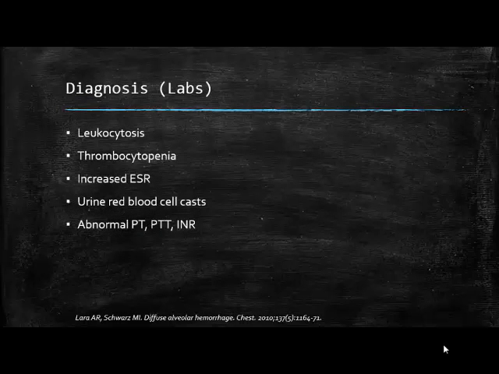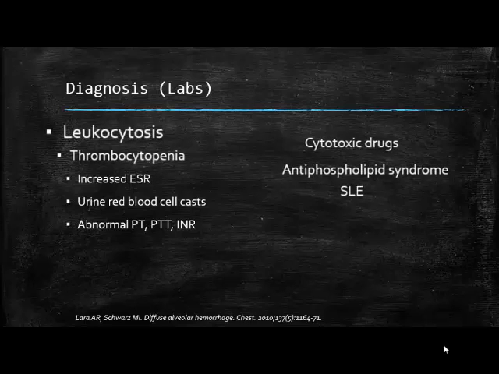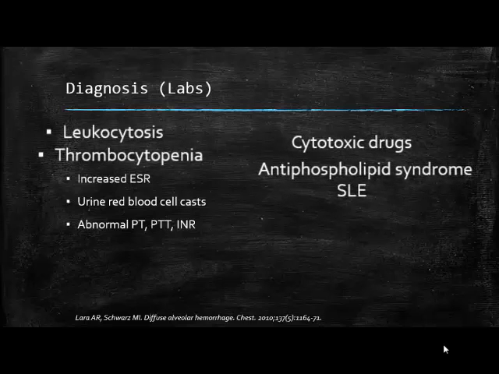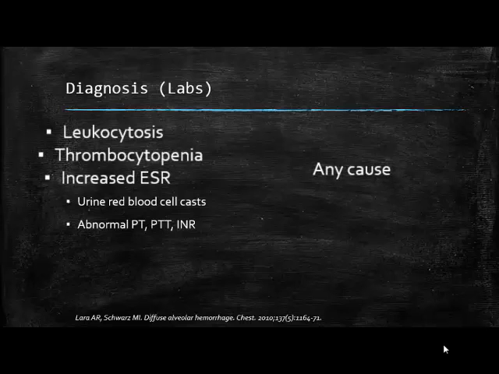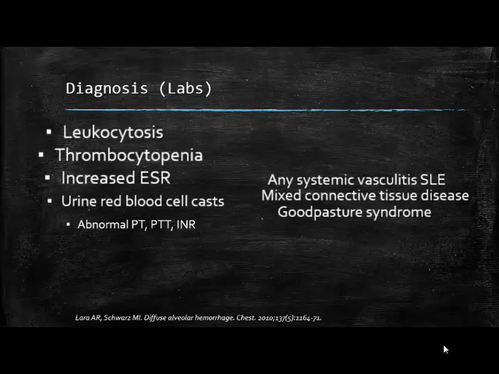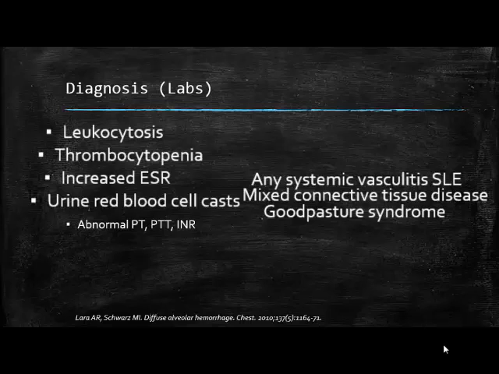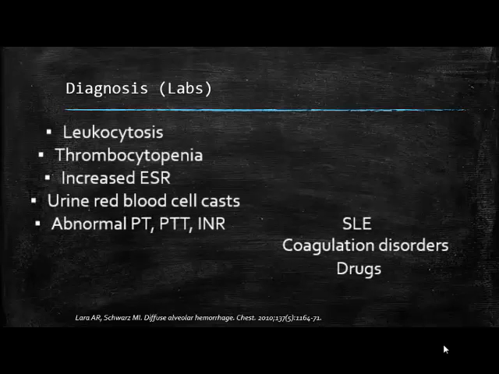How about labs? Once you get those labs, what does leukocytosis mean? It doesn't mean anything. It could be secondary to any cause. On the other hand, with thrombocytopenia, you need to start thinking about cytotoxic drugs, antiphospholipid syndrome, lupus. Increased sed rate could be secondary to any cause too. If you have urine red blood cell casts, you need to start thinking about pulmonary renal syndromes, any systemic vasculitis, lupus, mixed connective tissue disease, Goodpasture syndrome. Abnormal coags, you need to think of drugs, coagulation disorders, as well as lupus.